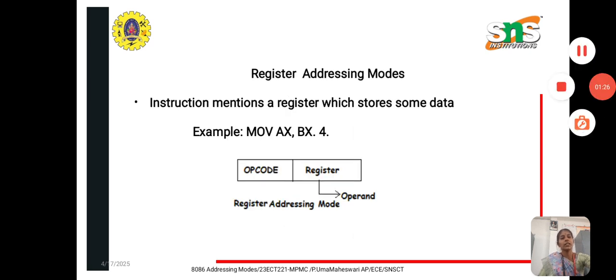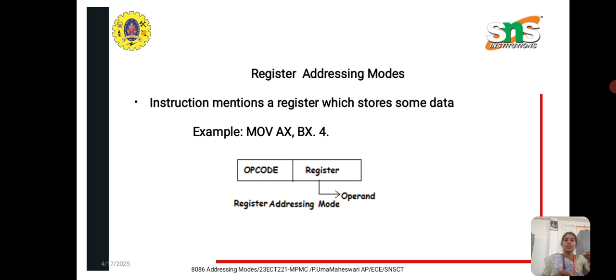Next is the register addressing mode. In this register addressing mode, the instruction mentions a particular register which stores some data. A register is used to store some information, and the same thing applies here. The example for this is MOV AX, BX. Here, MOV is the instruction, that is, we are moving information from BX to AX.